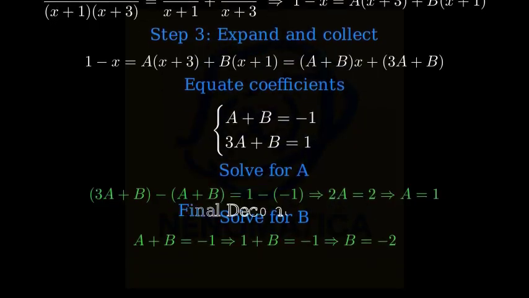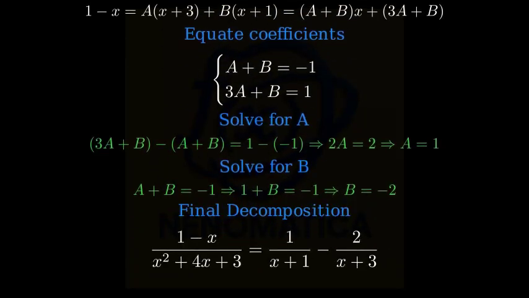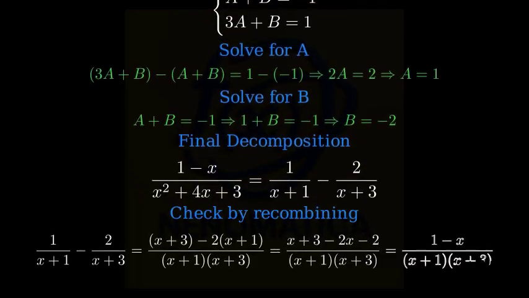Step 5. Write the final partial fraction decomposition. The fraction (1 minus x) over x squared plus 4x plus 3 equals 1 over x plus 1 minus 2 over x plus 3. Quick check. If we combine 1 over x plus 1 minus 2 over x plus 3, we get (x plus 3 minus 2 times (x plus 1)) over (x plus 1) times (x plus 3), which simplifies to 1 minus x over x squared plus 4x plus 3. Works perfectly.